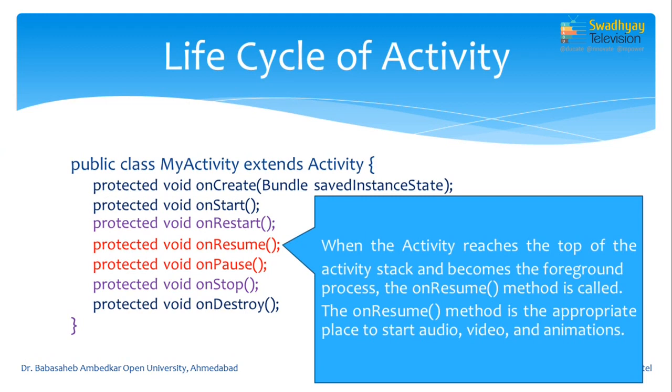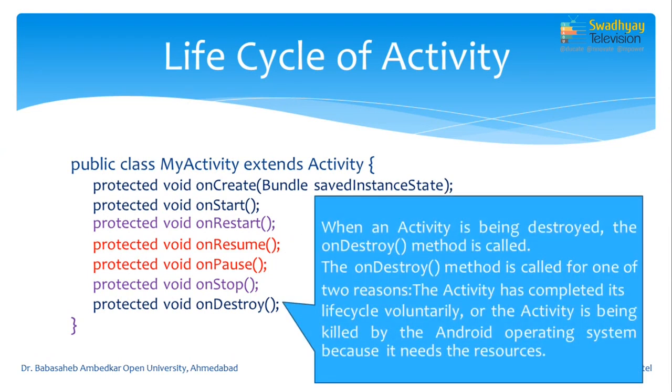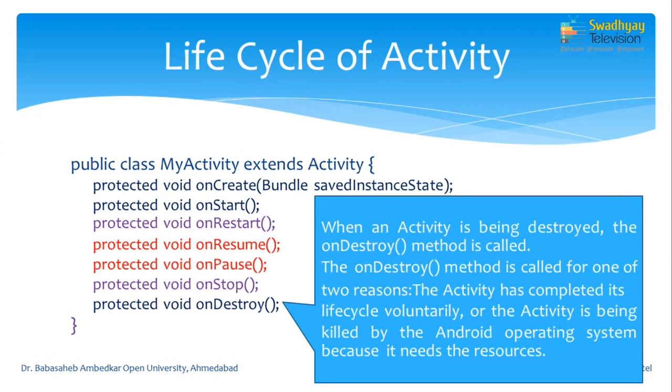onResume is called whenever the activity comes from the background to the foreground, and whenever you start another activity from within an activity, that activity is paused and the other activity resumes or starts. onPause is called whenever you stop your activity temporarily. You are not closing the activity, but you are moving to or starting another activity. The onPause method can also be the last chance for the activity to clean up and release any resources it does not need while in the background. So, whenever it goes into the background, it calls onPause before that, and when you close your application, then the onStop and onDestroy methods are called.